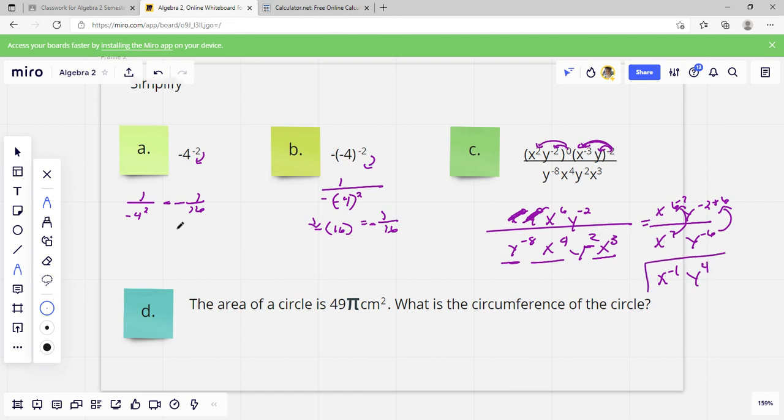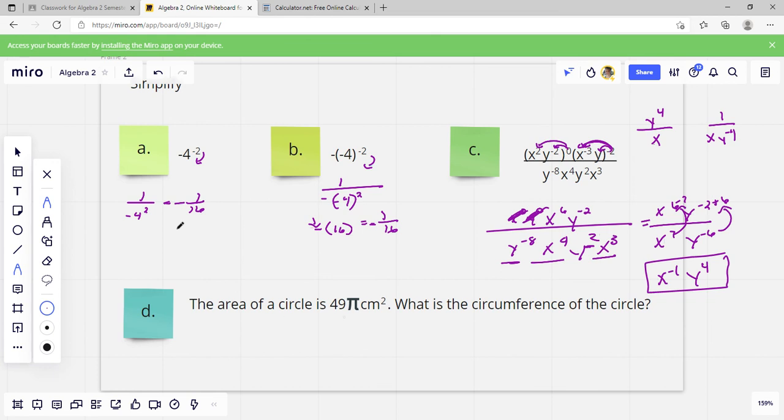And that is the answer to that one. X to the -1, y to the 4th. You could have also written that as y to the 4th over x, right? That means the same thing. We can move that -1 to the bottom. Or we could put 1 over x, y to the -4. Right? All of those answers mean the same thing.